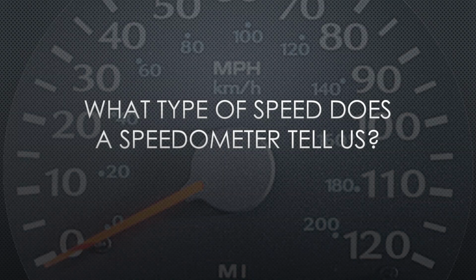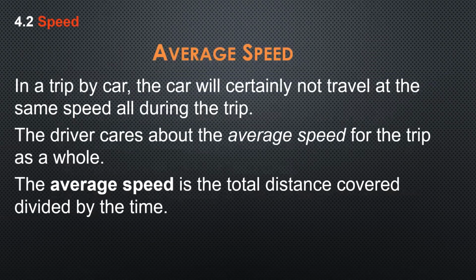So what type of speed does the speedometer tell us? Instantaneous speed. And you can see miles per hour or kilometers per hour on this one as well. The average speed that we calculate, for example, in our trip in our car, is not going to be the same speed the entire trip.